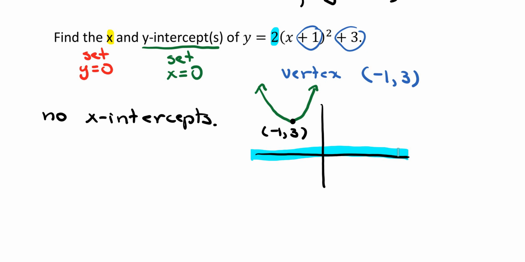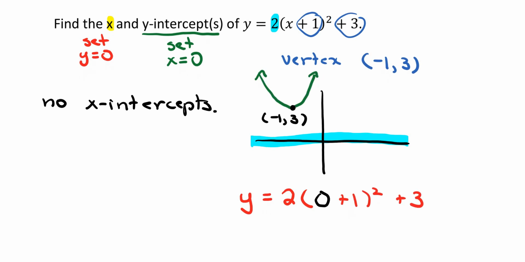Okay, now we need to find the y-intercept. And for the y-intercept, we need to set x equal to 0. So if I rewrite the equation down here, if I want to find the y-intercept, I have 2 bracket, and then we just change the x value to 0. And then we have the plus 1 squared plus 3. And we just solve for y here.